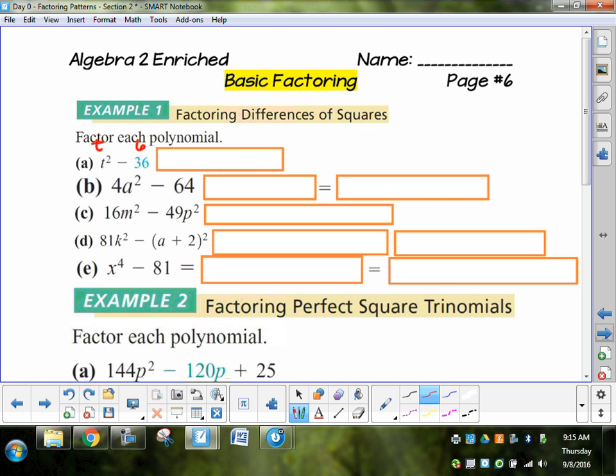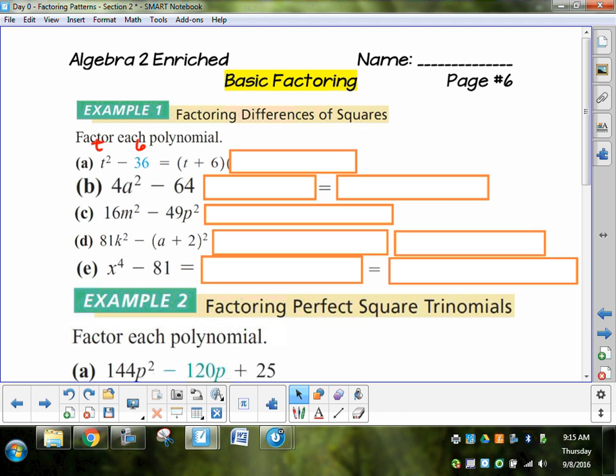You're going to break this down. Does anybody remember how this factor pattern works or no? No? All right. You're going to take the square root of the left plus the square root of the right times the square root of the left minus the square root of the right. So this would break down into two binomials. The quantity t plus 6 times the quantity.